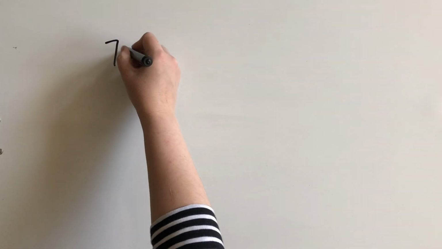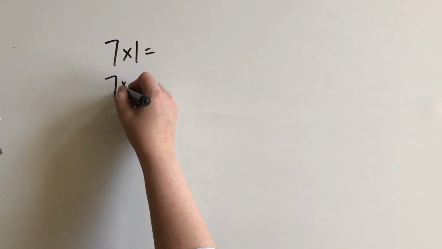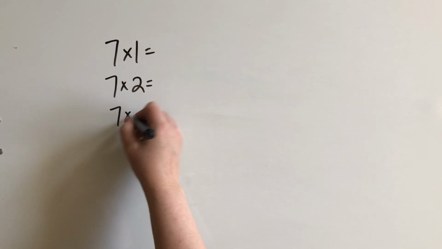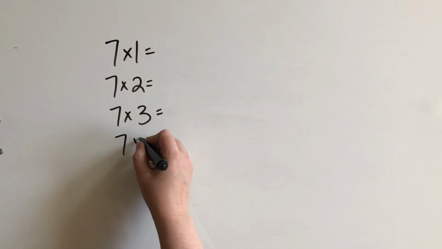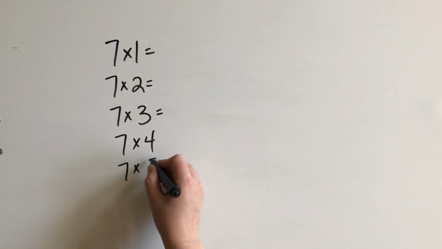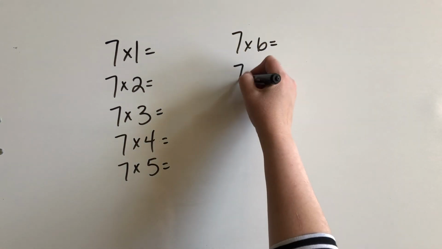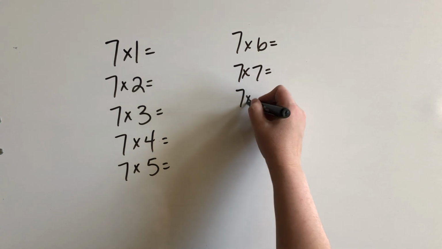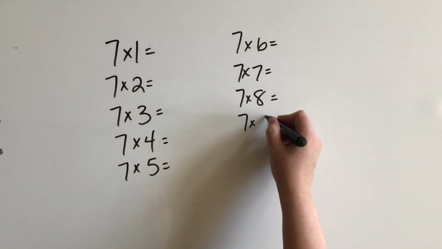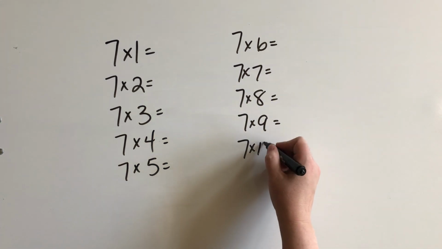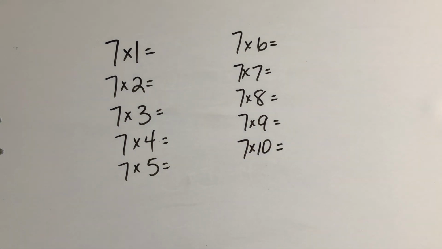So let's write out the sevens facts. And let's discuss some strategies that we might use. Now my strategies might be different than what you might use to figure out one of these facts, and that's okay because we don't all have to use the exact same strategies. So I'm going to share how I'm going to figure these out, and if you have a different way, that's great.